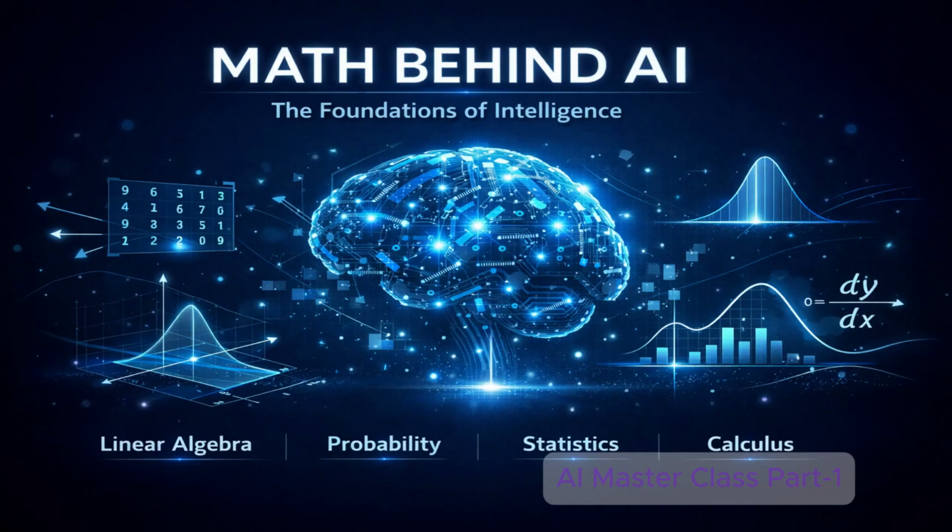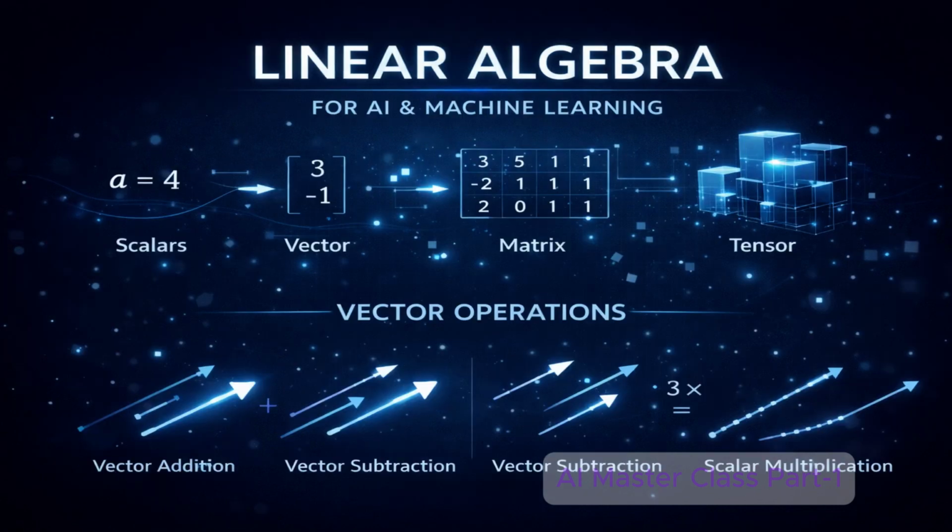Now, before we move ahead with deep learning any further, let us take a step back and try to understand the building blocks of artificial intelligence. Everything in AI that we see has math as a foundation. In this series, we will try to understand linear algebra, probability, statistics, and calculus on a very high level without going much deeper. So, let us start with the absolute foundation of linear algebra for AI and machine learning.